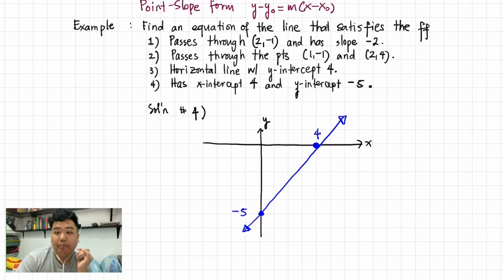So we need a point and the slope of the line. So let us compute for the slope first. To compute for the slope, you need 2 points on the line. So these are 2 points on the line. So the x-intercept 4 means it's the point (4, 0) because all the points on the x-axis have y coordinate 0. While the y-intercept negative 5, that is the point (0, negative 5) because the points on the y-axis have x coordinate 0. And from here, we can calculate the slope.